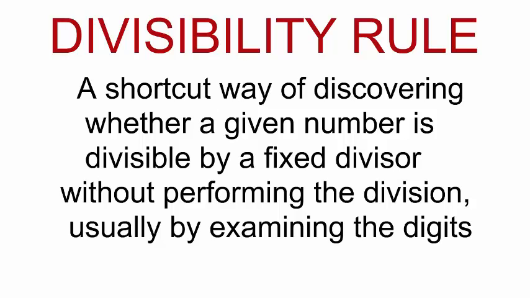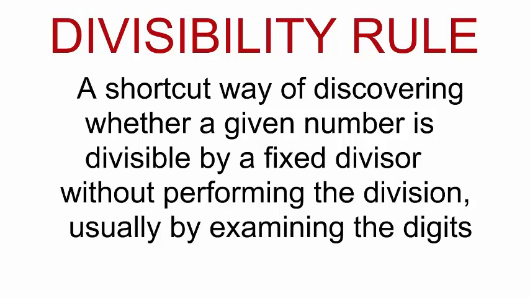Divisibility rule is a shortcut way of discovering whether a given number is divisible by a fixed divisor without actually performing the division, usually by examining the digits. Today, you're provided with a lab observation sheet and some tiles of 800, 400, 80 and 40. If you look carefully at your lab observation sheet, the numbers 1000, 100 and 10 are denoted by picture grids.